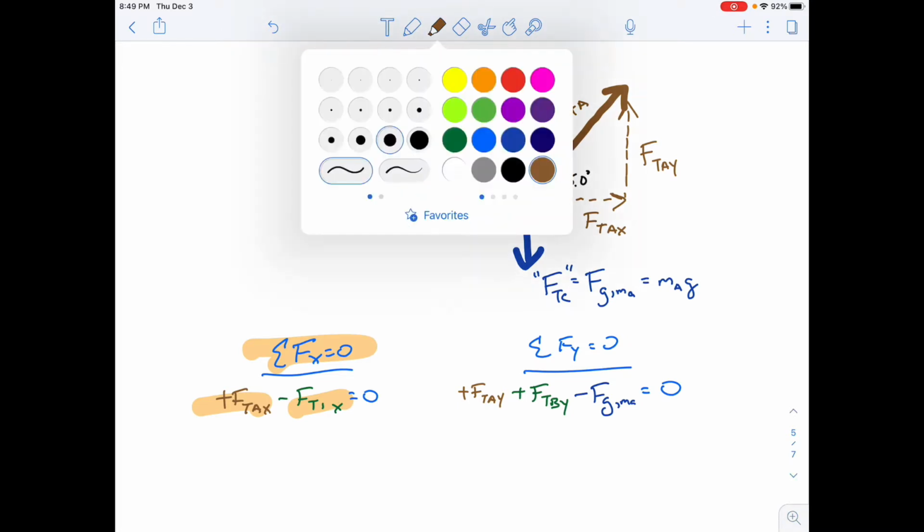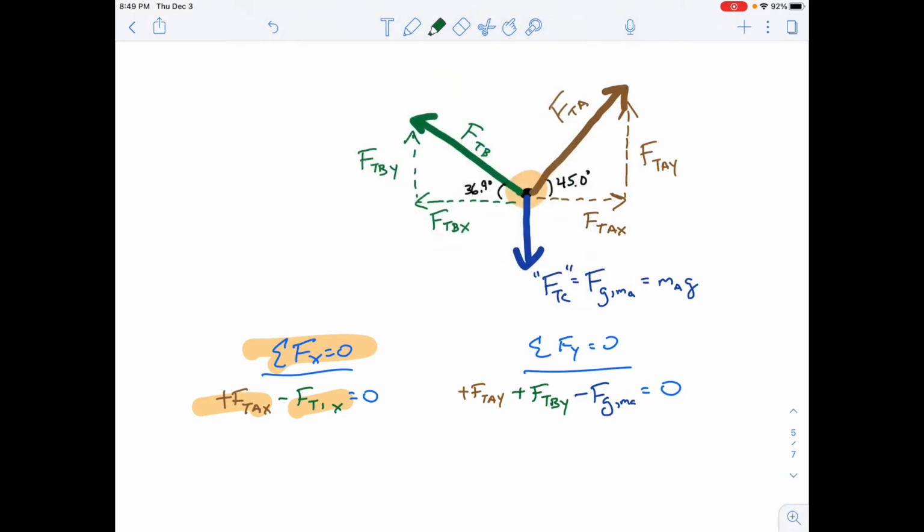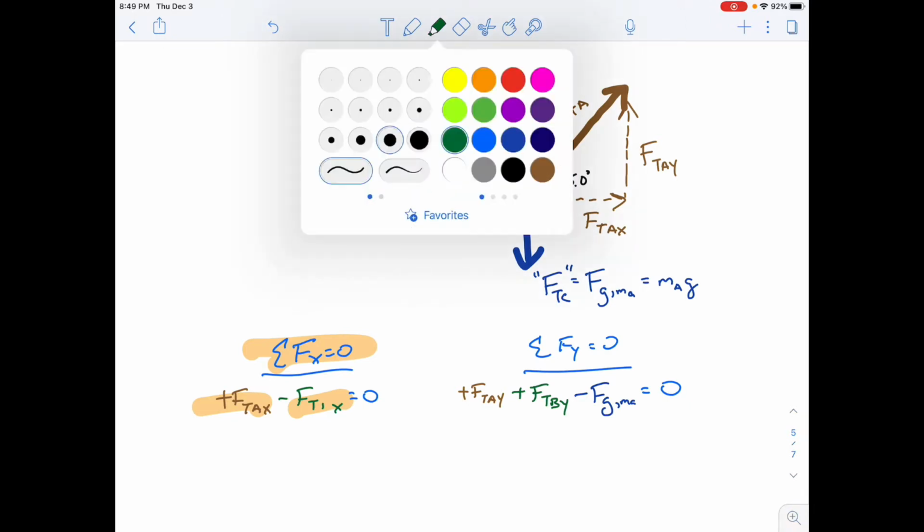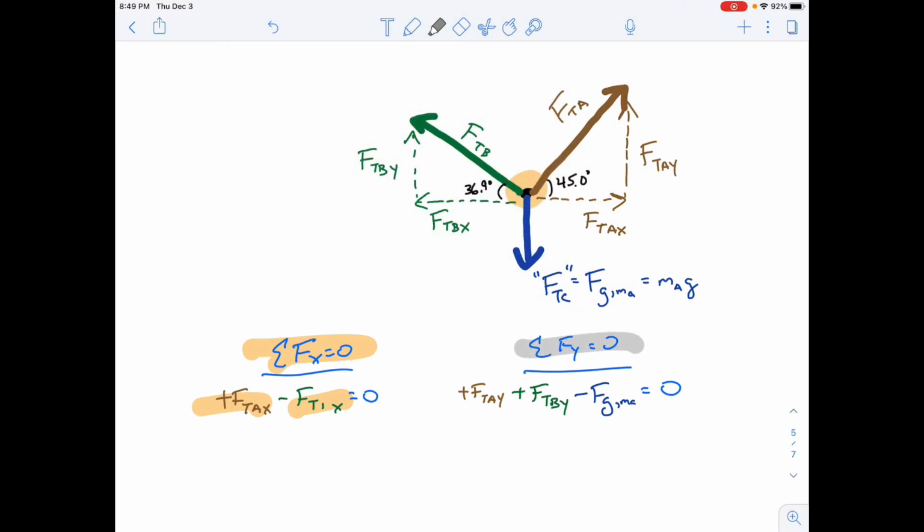In the y direction, I'm trying to get a good highlight color here. What's a good highlight color? We'll use gray. So in the y direction, I have that component, and of course I have the downward component. So I have the upward y components of each tension, and I got the downward weight. And they're going to add to zero, because again, you're not moving, and secondly, the vector quantity resultant's got to be zero. We don't want this to move.